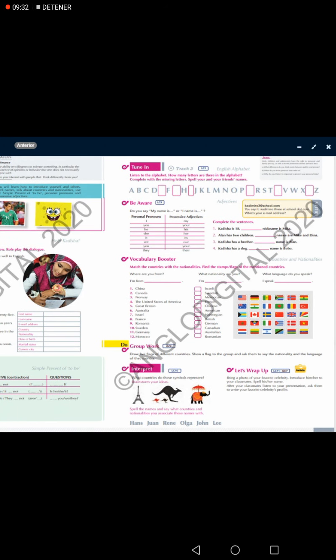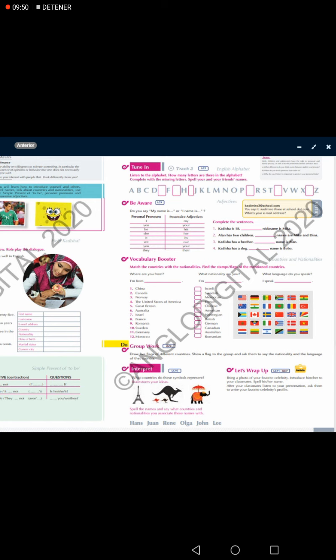Then we have the vocabulary booster. In this one, you only have to link the country with the nationality. Just link it. For example, China, what is the nationality? Canada, what's the nationality? Norway, what's the nationality? And so on. Just match it.